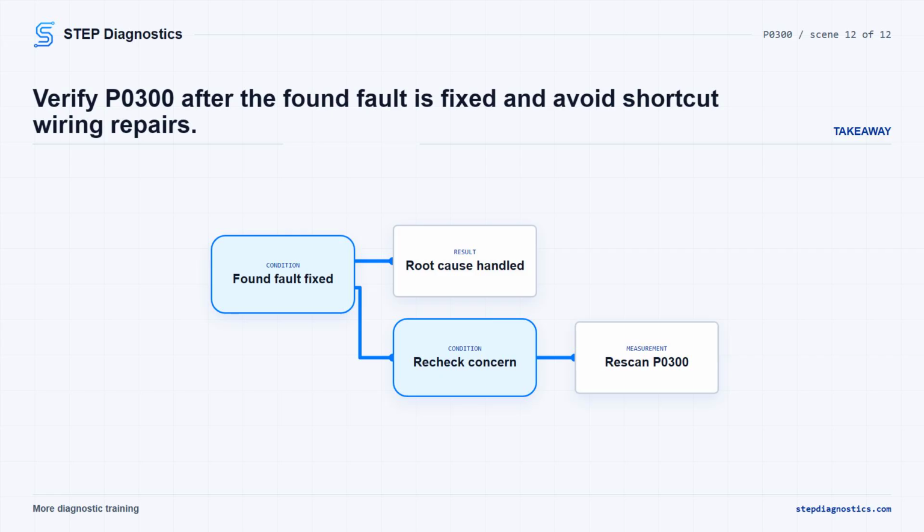The takeaway is simple. For a random misfire, do not jump straight to parts. Prove the concern, prioritize related faults, check the shared electrical and mechanical basics, and then verify the result.